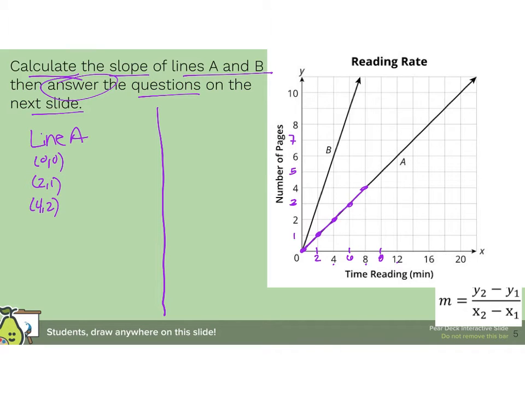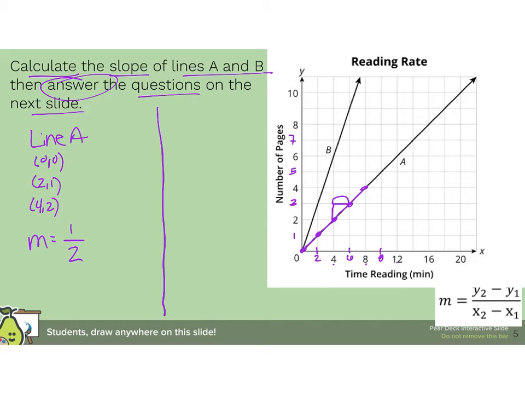Okay, I'm good at rise over run, so I'm going to use it. I go up 1 and right 1. But my y-axis is going up by 1, and my x-axis is going over, it looks like 1, but it's actually 2. So the slope for line A is 1 over 2.